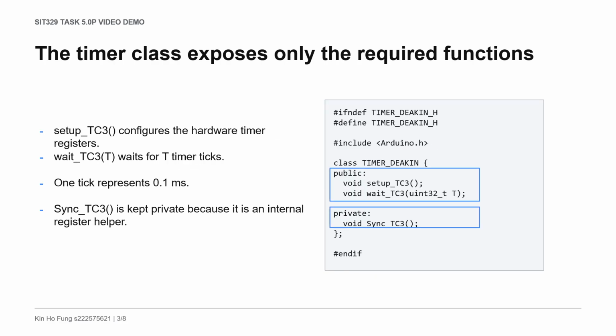Here, I'm showing the timer class header file. The public interface has two functions required by the task. setupTC3 configures the chosen hardware timer, and waitTC3 accepts a time value measured in 0.1 millisecond ticks. The private syncTC3 function waits for register synchronization. This is important on the SAMD21 because timer register writes are synchronized across clock domains.